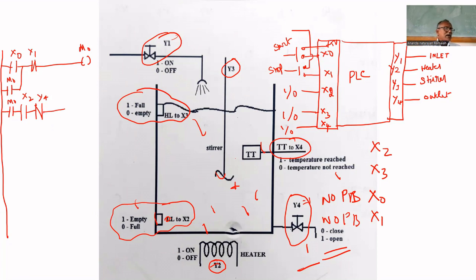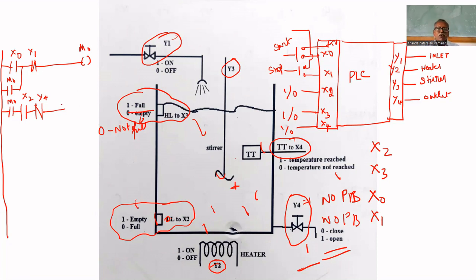Now we can turn on the inlet valve, but it is not sufficient, because if you open some valve, there must be a provision to close it. Otherwise, the tank will overflow. When the tank is full, we have to close it. So if it is not full, not empty, here, not full, 0 means not full.